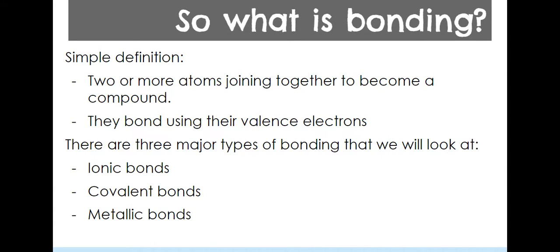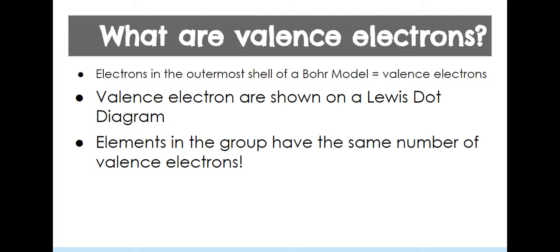The simple definition is that it's just two or more atoms joining together to become a compound. To do that, to join together, to bond, they use their valence electrons, which we learned about last unit. There are three major types of bonding that we will focus on this unit: ionic bonds, covalent bonds, and metallic bonds.